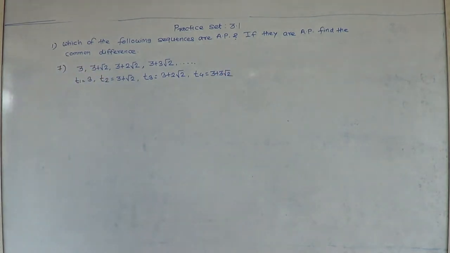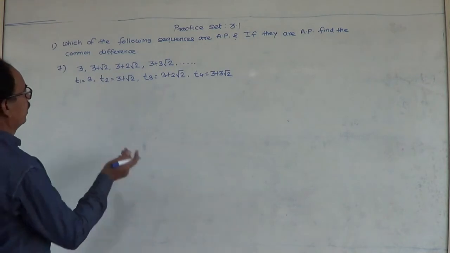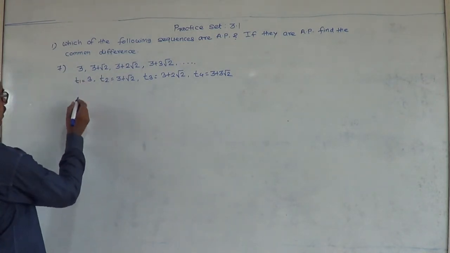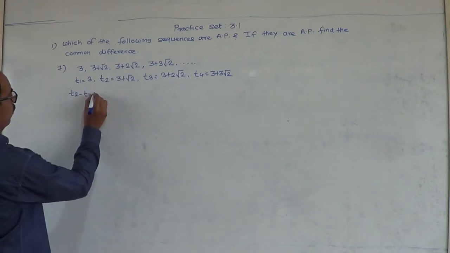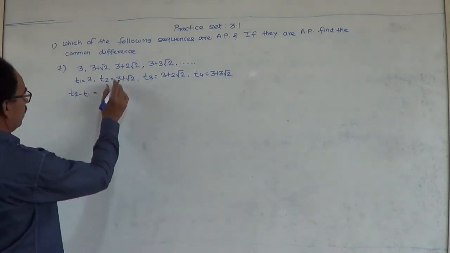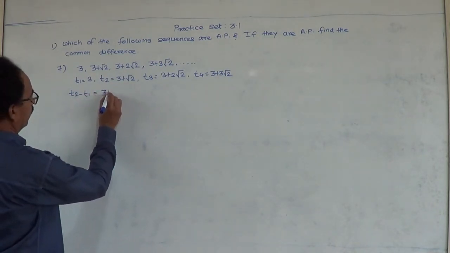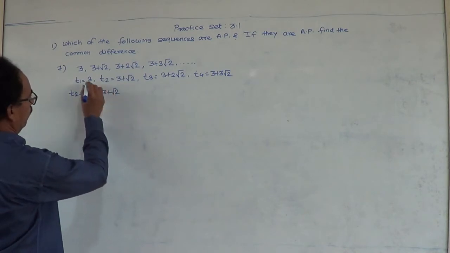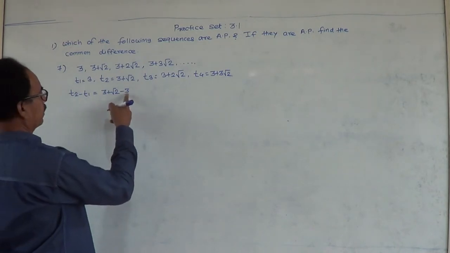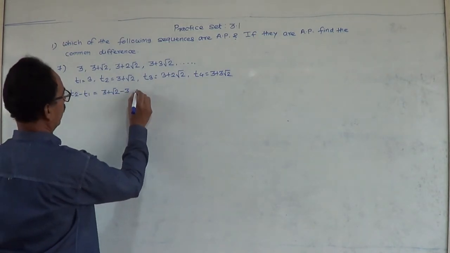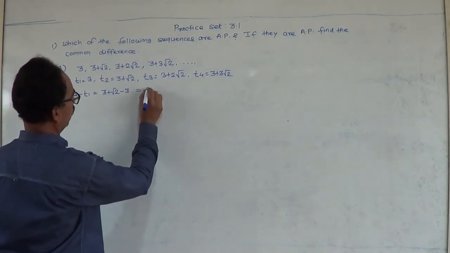Now find the difference between two consecutive terms, that is T2 minus T1. Now T2 minus T1 will be equal to 3 plus root 2 minus 3, and we will get 3 minus 3, this will be 0, and we will get the answer root 2.